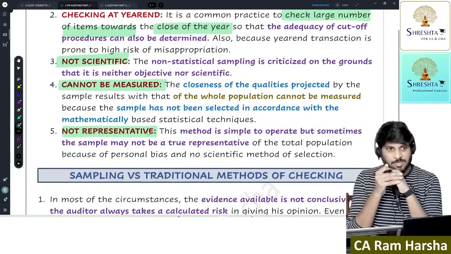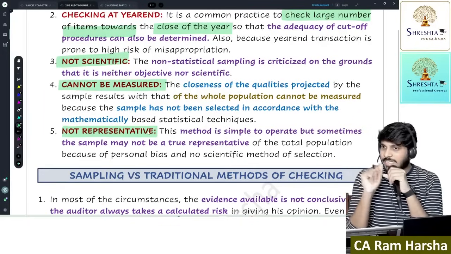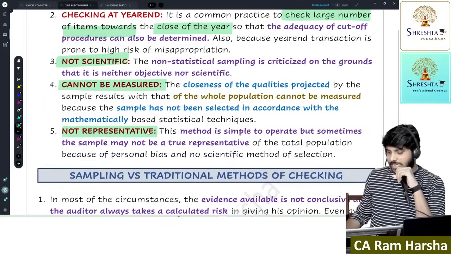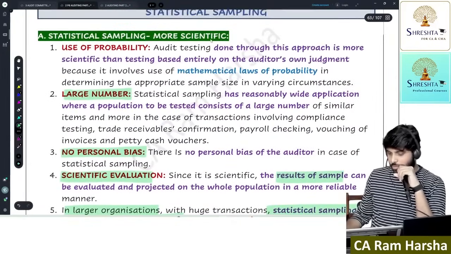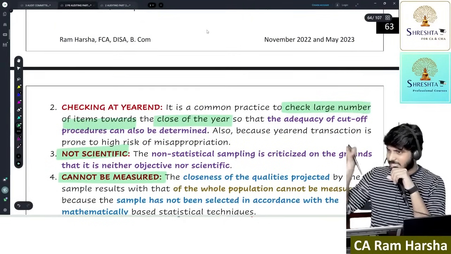This is a statement. The answer is correct. Sample size is not the criteria to differentiate between them. Do we see any criteria regarding sample size here? What is the difference between statistical and non-statistical? Is there any discussion on sample size?